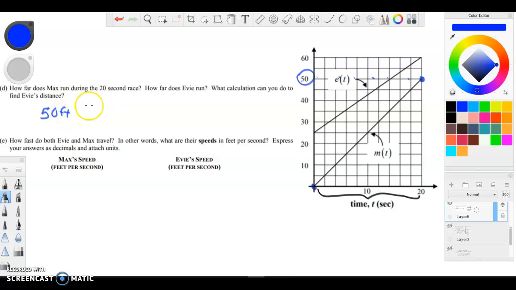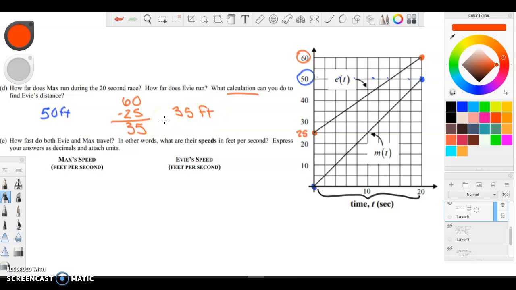Then we also want to know, how far does Evie run? Well, looking at Evie, we know that she started here and ended here. She ended at a distance of 60 feet, but she started with a little bit of a head start, right? Of 25 right there. So we need to find the difference here. 60 minus 25, there's our calculation, is 35, so she has gone 35 feet compared to Max, who's gone 50.